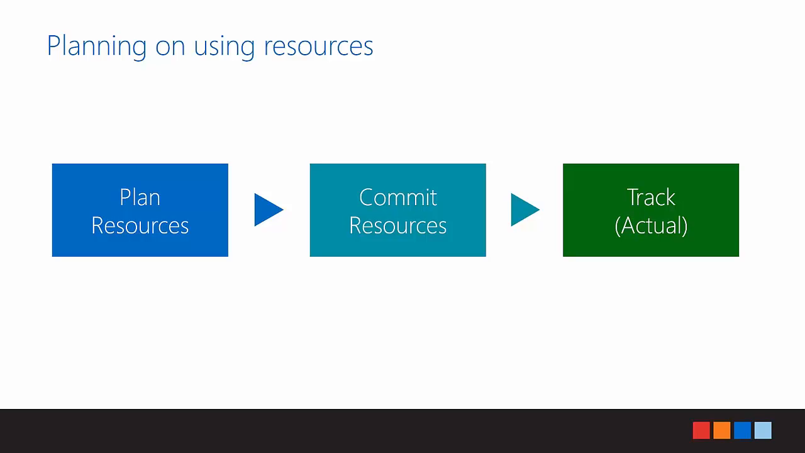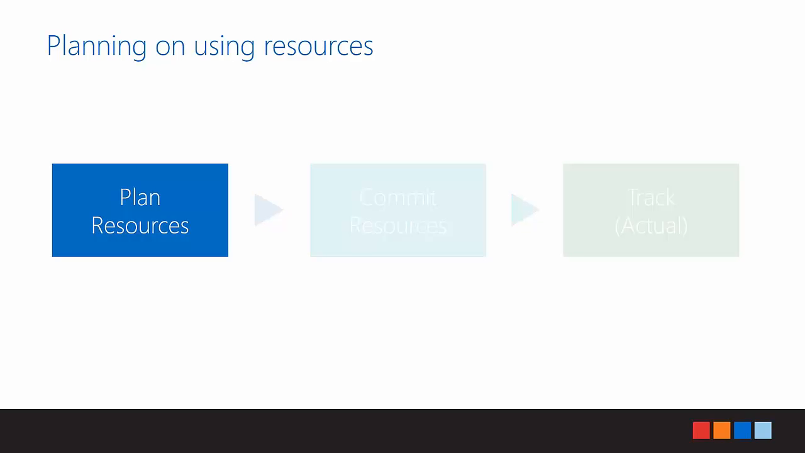And then finally, it's really useful to be able to track what has actually happened. How did we do when we committed the resources and we planned them? Did we plan them for 8 hours and then they all of a sudden took 16, or vice versa? Did we plan them for 8 and they only took 2? It's really important to be able to track things like budgets as well. So we'll have a look at how we can do these 3 different things. So we'll start off with planning resources.